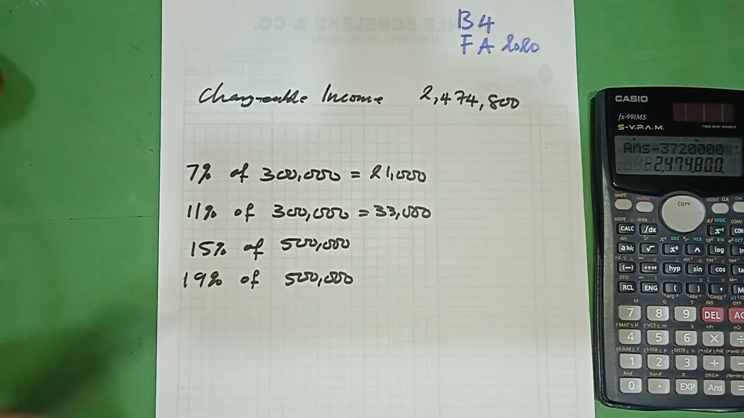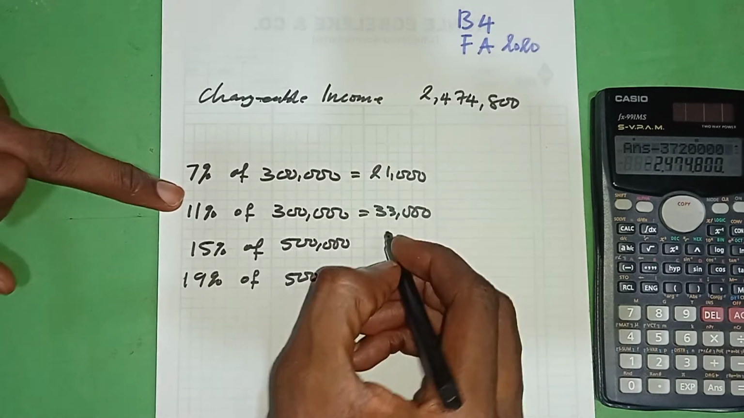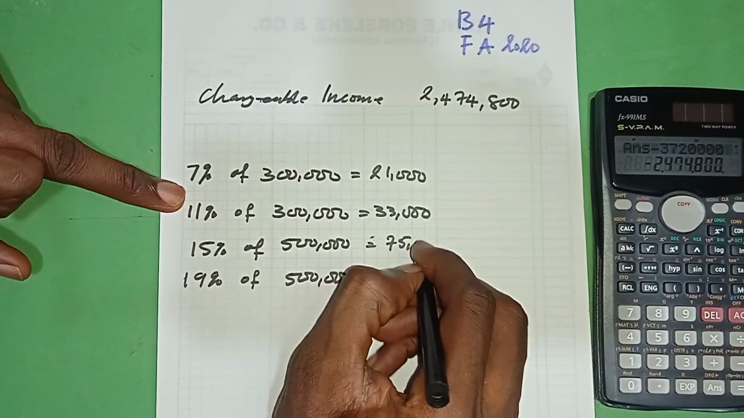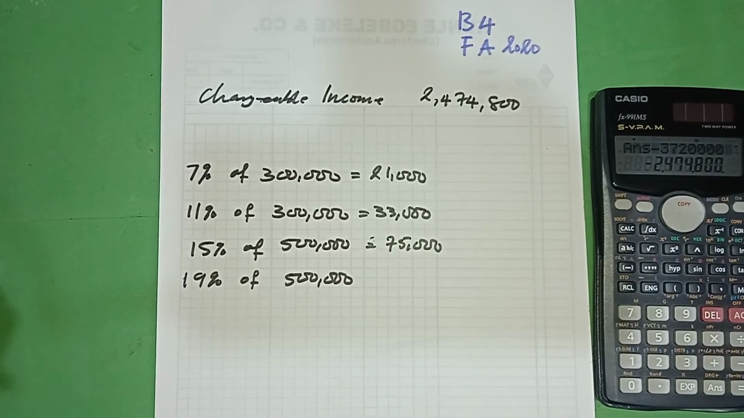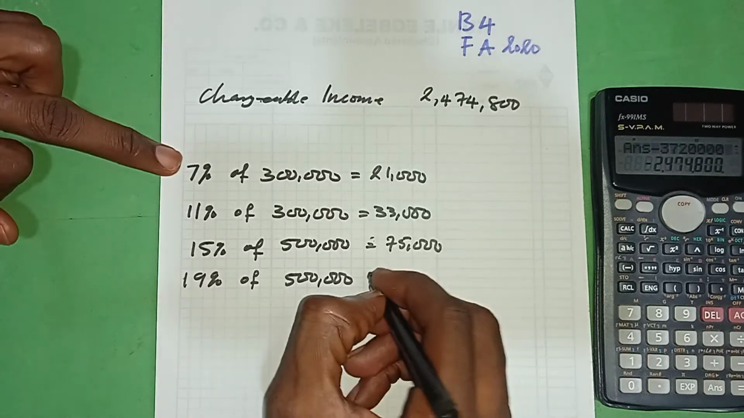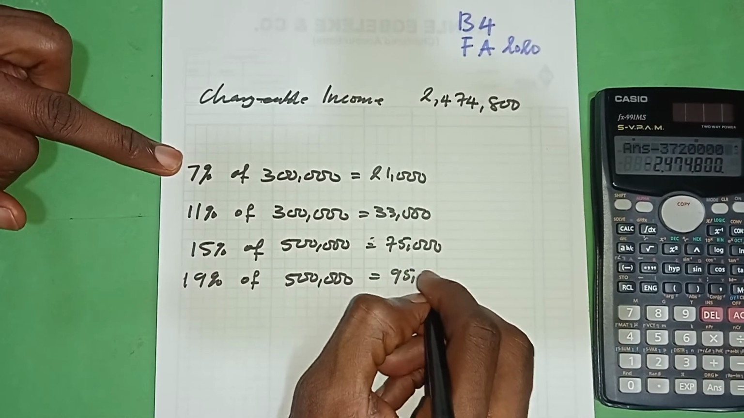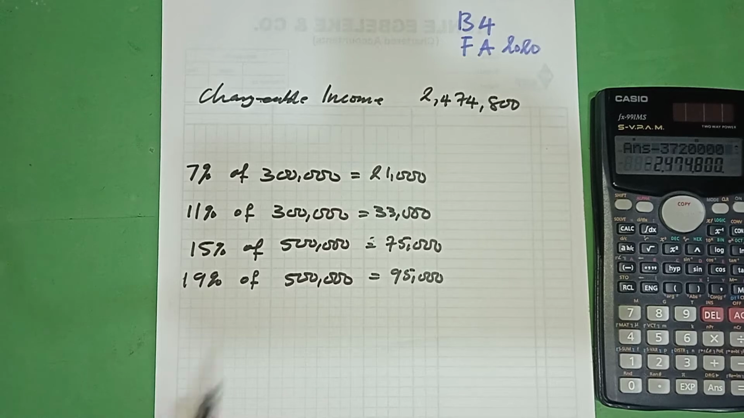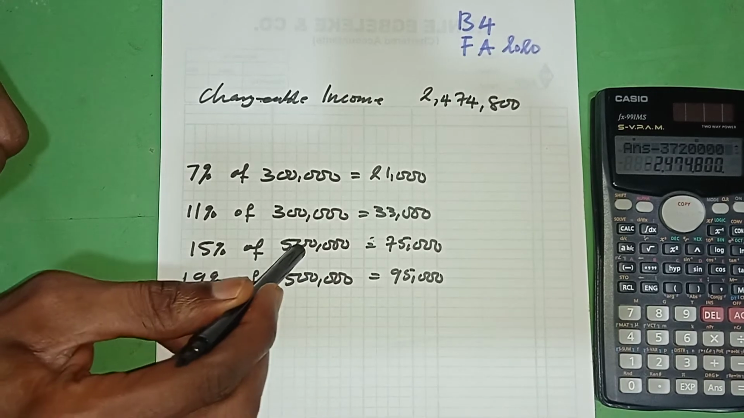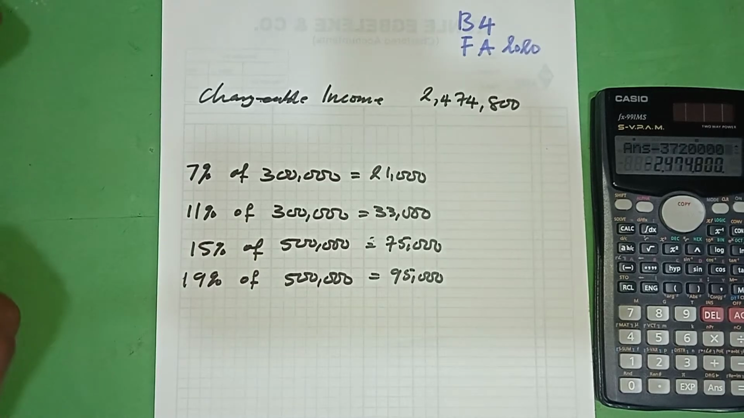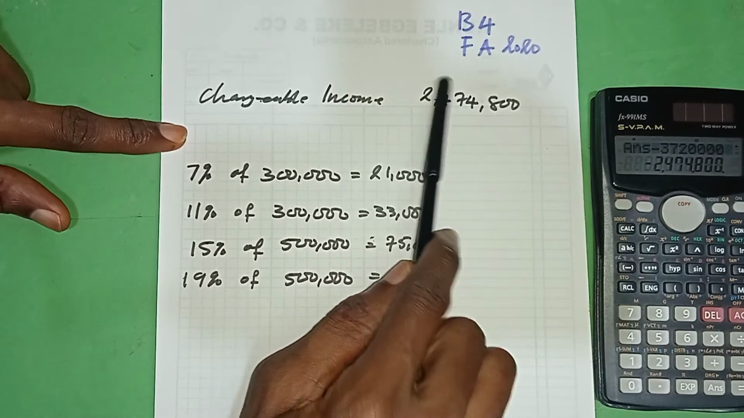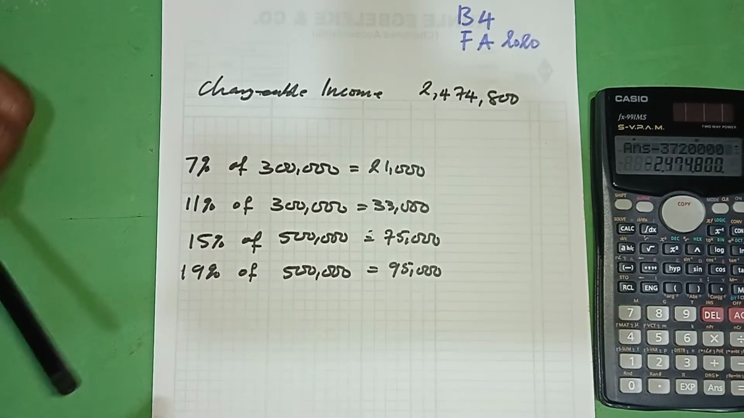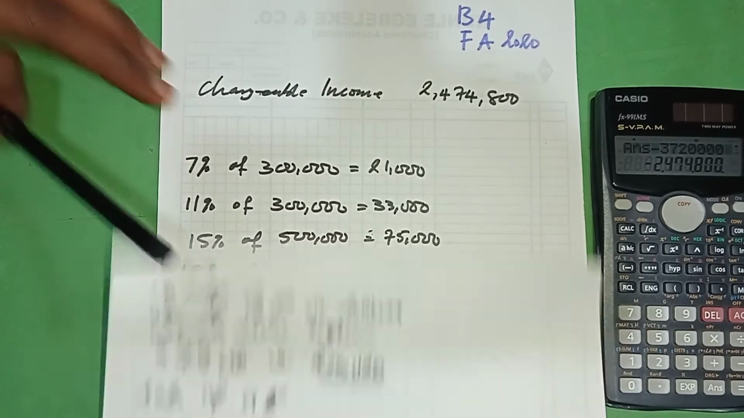Now, 15% of 500,000 will give you 75,000. And 19% of 500,000 will give you 95,000. Now watch, when you add this and this and this and this, it will give you 1.6 million. So if you minus 1.6 million from this figure, it will give you what? Let's do it here.